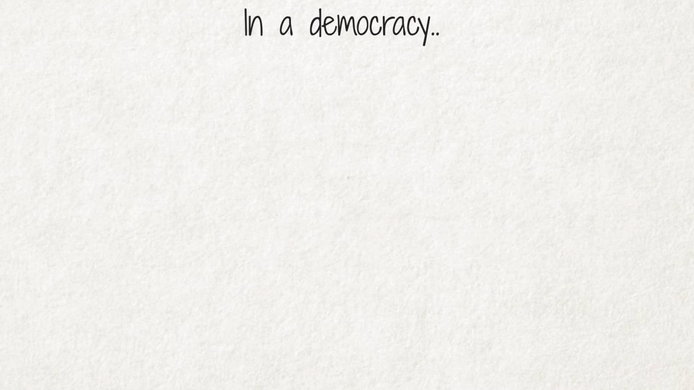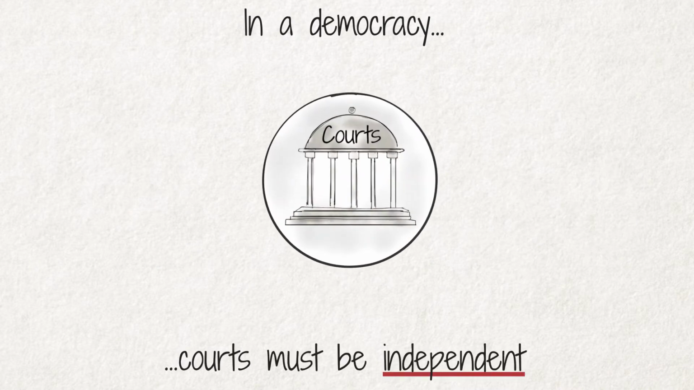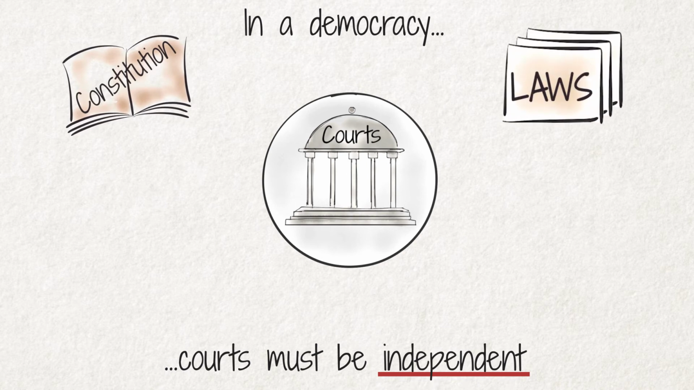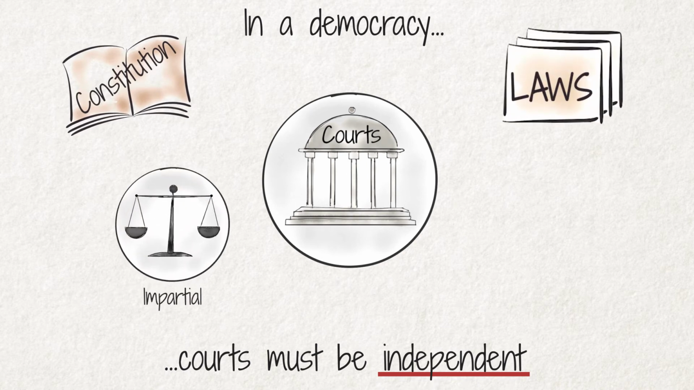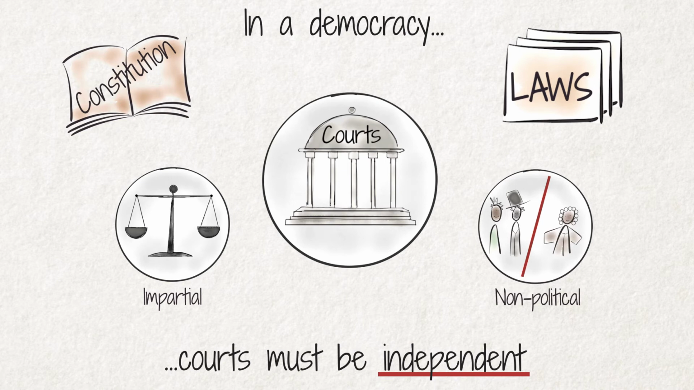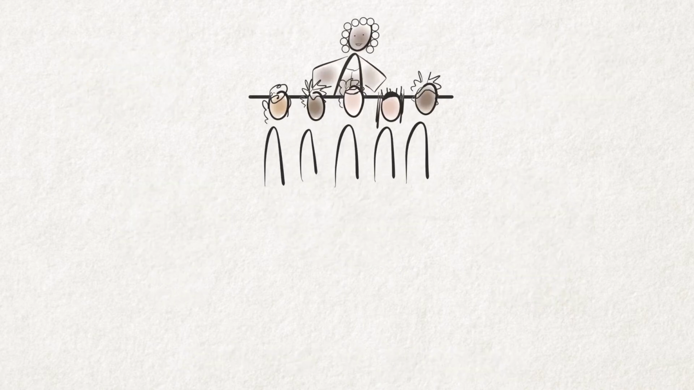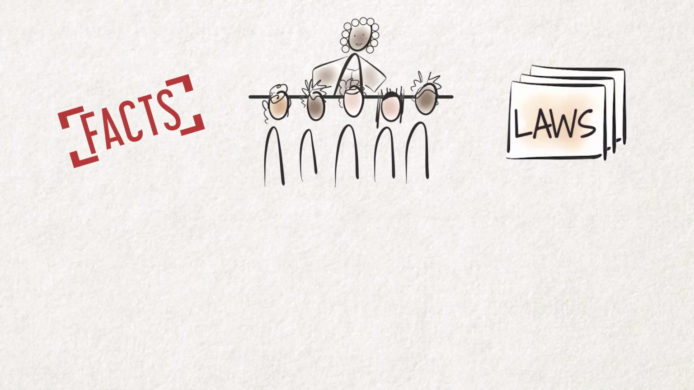In a democracy, the courts must be independent and subject only to the authority of the Constitution and the law, to be able to make impartial decisions and not be influenced by political or personal considerations. In other words, they must make decisions based only on the facts and the law relating to a particular case.